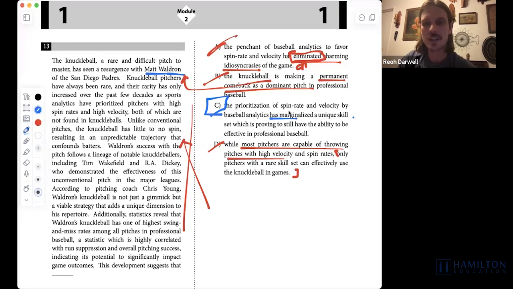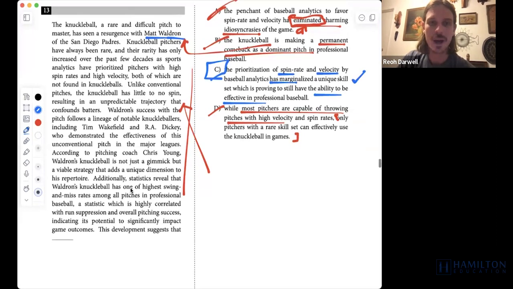Knuckleballing has been marginalized because of the focus on spin rate and velocity, but it being marginalized was maybe a mistake because it does still seem to be effective in professional baseball. So that's how we get to C. That's why C is correct. But most importantly, we've seen why A, B, and D are incorrect, which is probably the most sensible way to arrive to C.